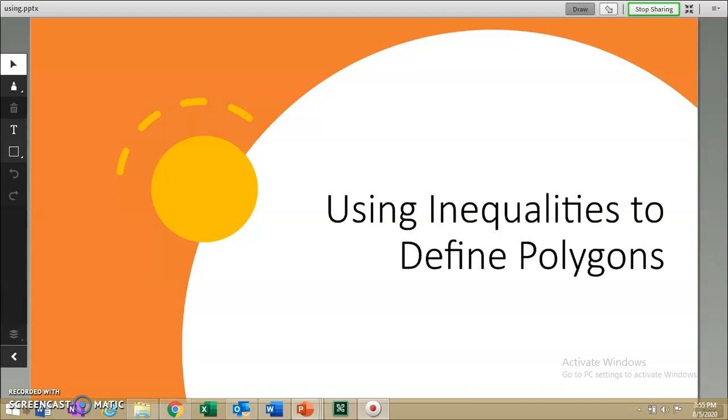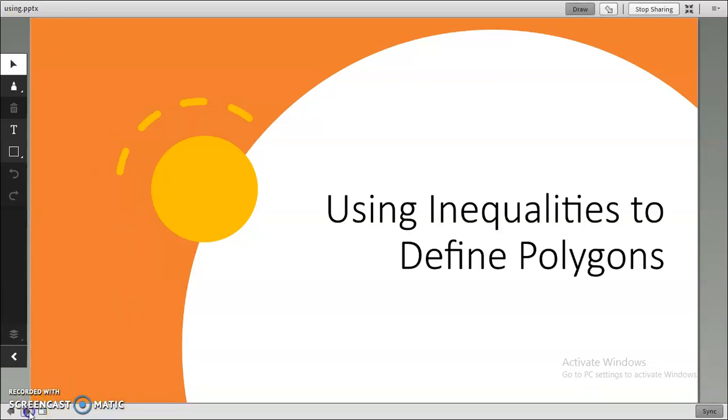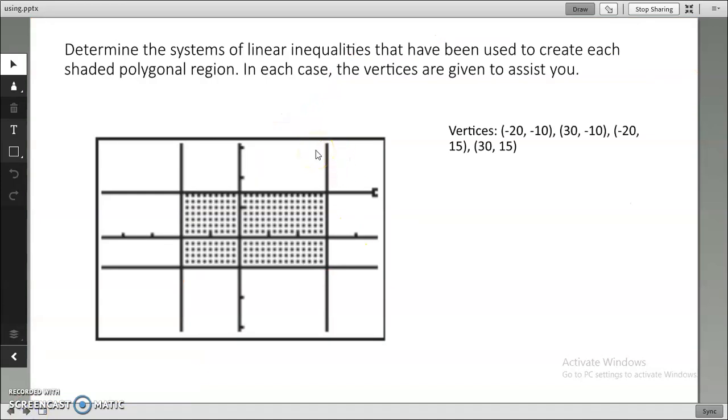Hello, so today we are going to look at using inequalities to define shapes, our polygons, in the coordinate plane. So just going to do a couple of examples. It says determine the system of linear inequalities that have been used to create each shaded polygonal region. In each case, the vertices are given to assist you. So here I have some vertices.